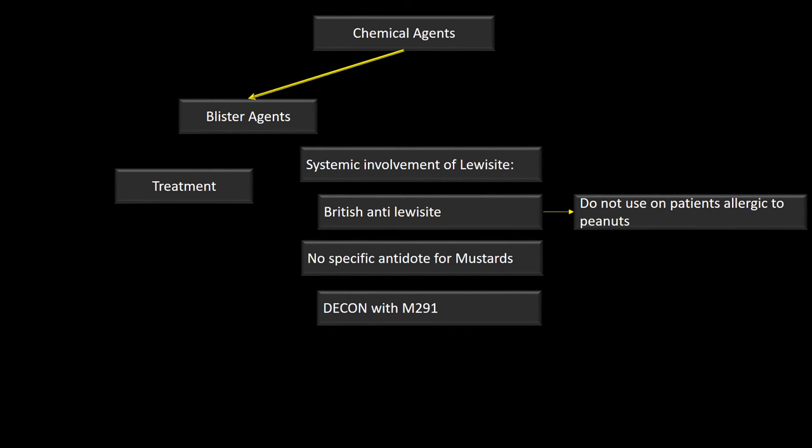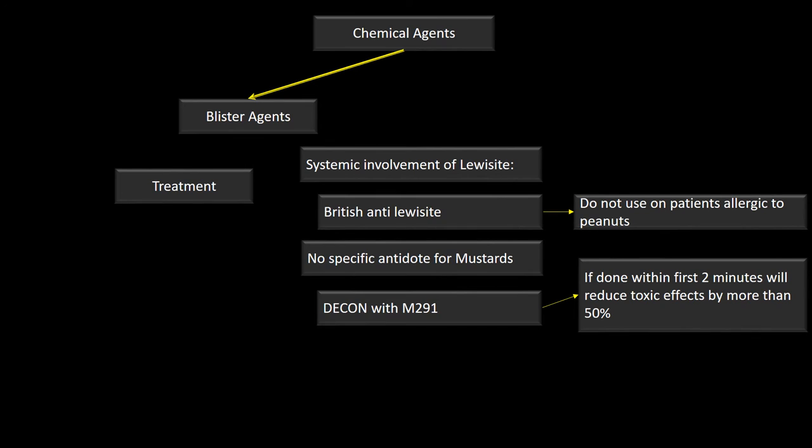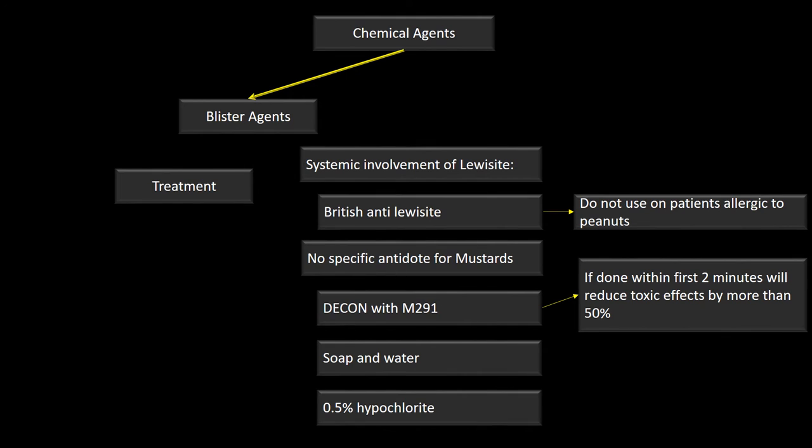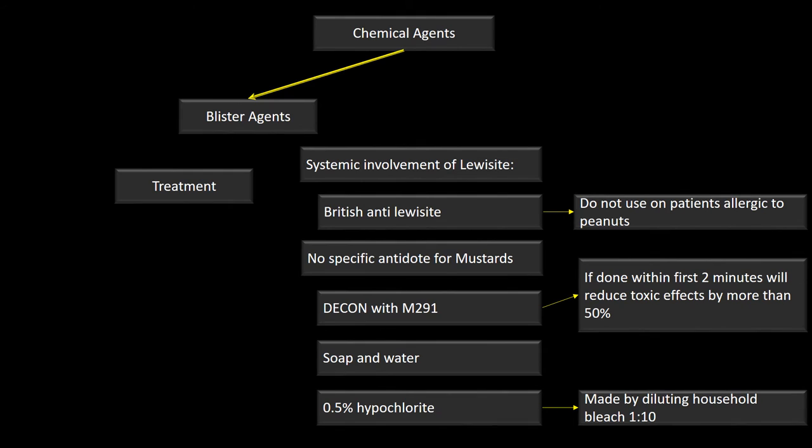So decon with the M291 skin decontamination kit, and we find that if we decon somebody within the first 2 minutes, this will reduce the toxic effects by more than 50%. If you don't have an M291 skin decontamination kit, we also have soap and water available, or we can use a 0.5% hypochlorite solution, and we can get a 0.5% hypochlorite solution by diluting household bleach with water at a 1-to-10 ratio. So one part bleach, 10 parts water. That'll give us about a 0.5% solution of hypochlorite.